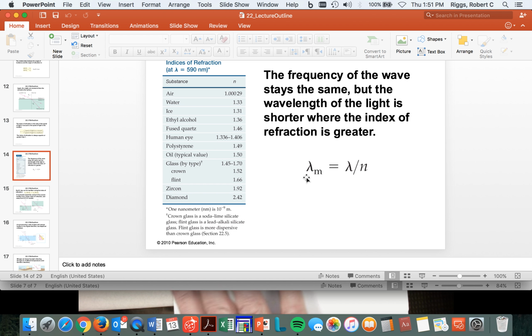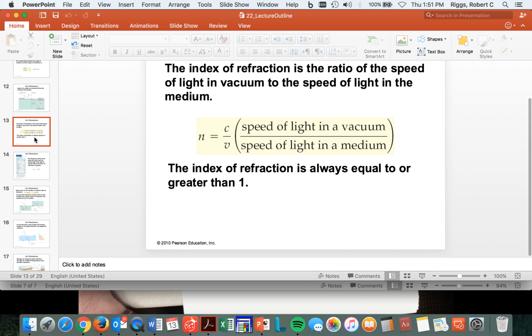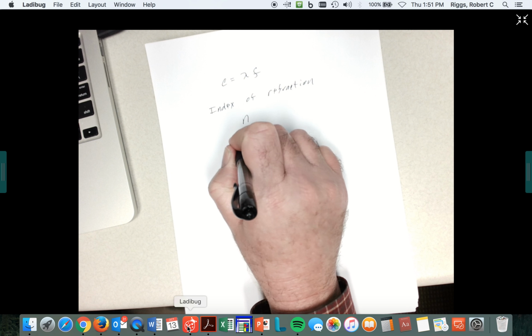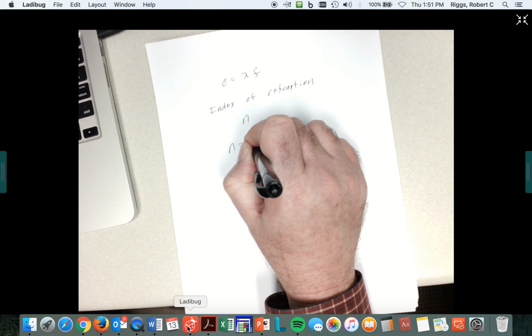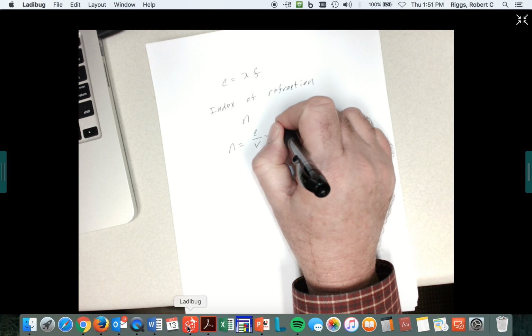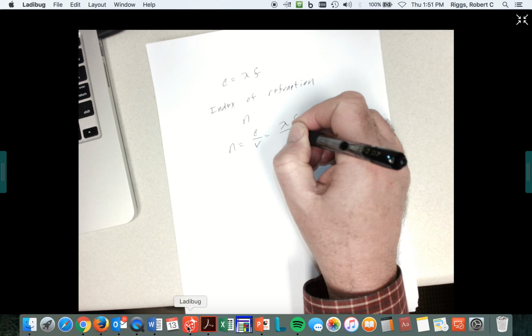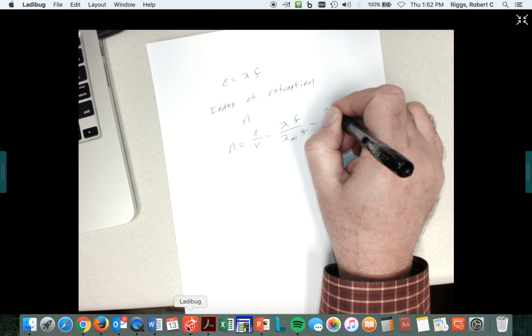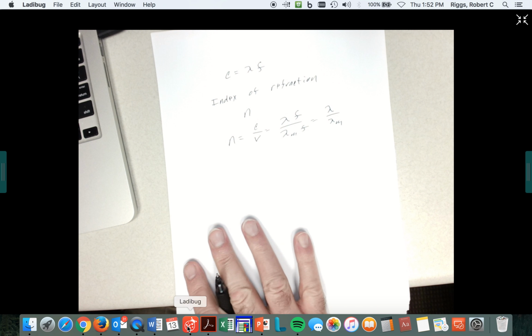So we've got this, and what we're going to get ready to do is Snell's law. We've got this relationship of the index of refraction. Now watch closely. N is equal to the speed of light in a vacuum divided by the speed of light in the medium, which is equal to lambda in a vacuum times the frequency divided by lambda in the medium times the frequency. The frequencies cancel, and so you've got lambda divided by lambda m. And that's kind of where we ended yesterday.